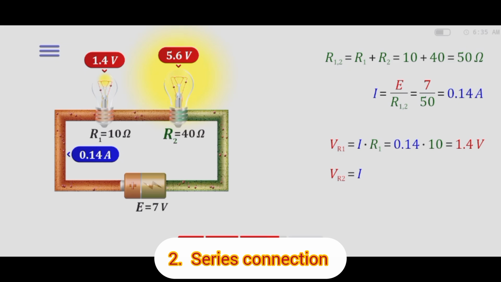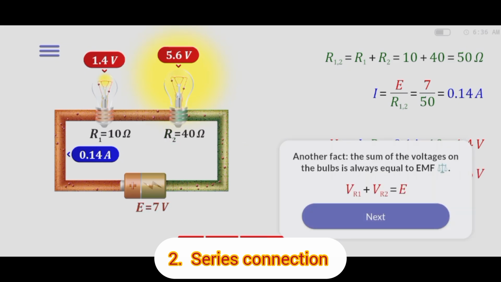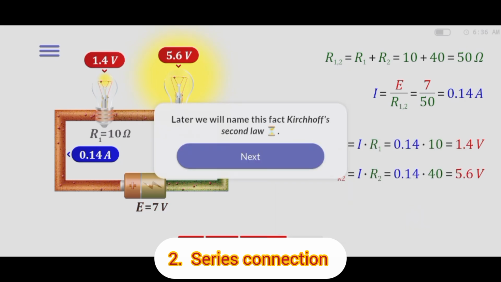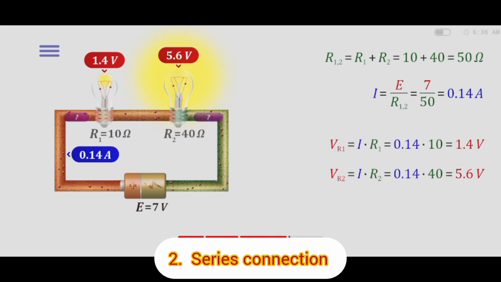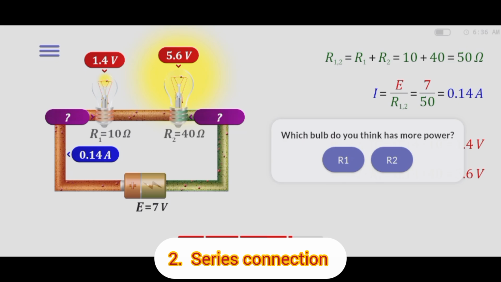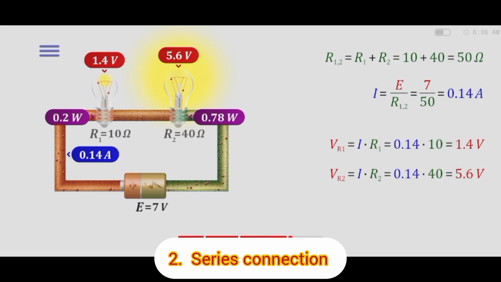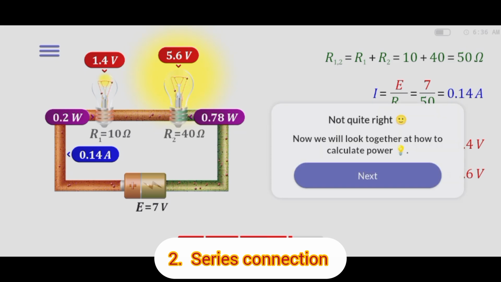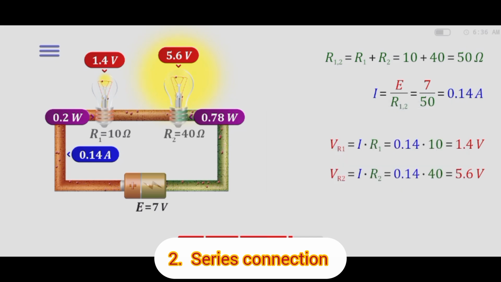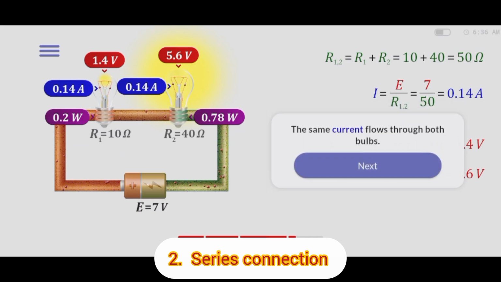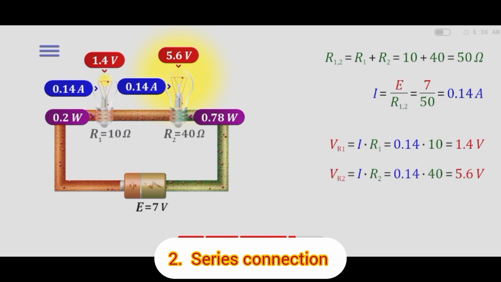Which bulb do you think has more power? Not quite. Right now, we will look together at how to calculate power. The same current flows through both bulbs. This means the bulbs will differ only in voltage. We can easily calculate the power using the formula we know. Calculate the power of the second bulb.